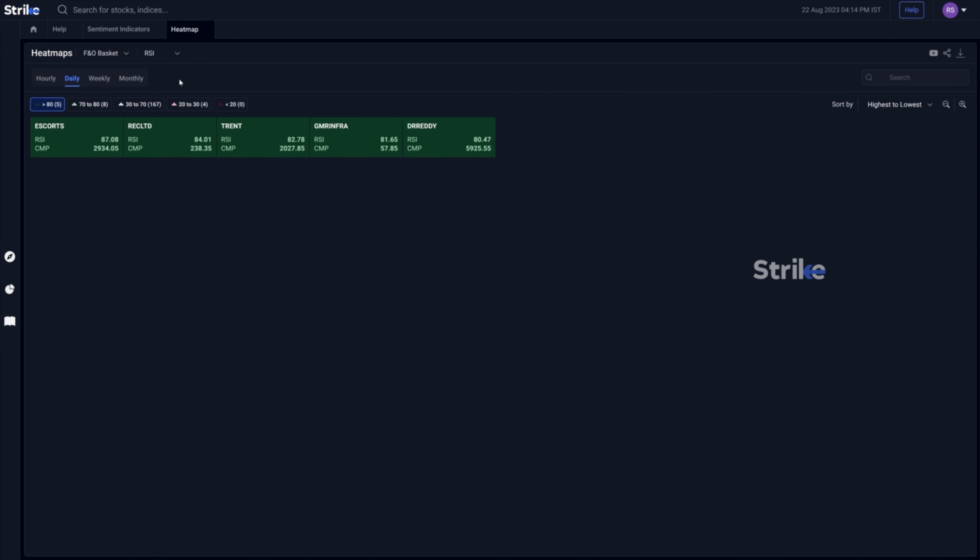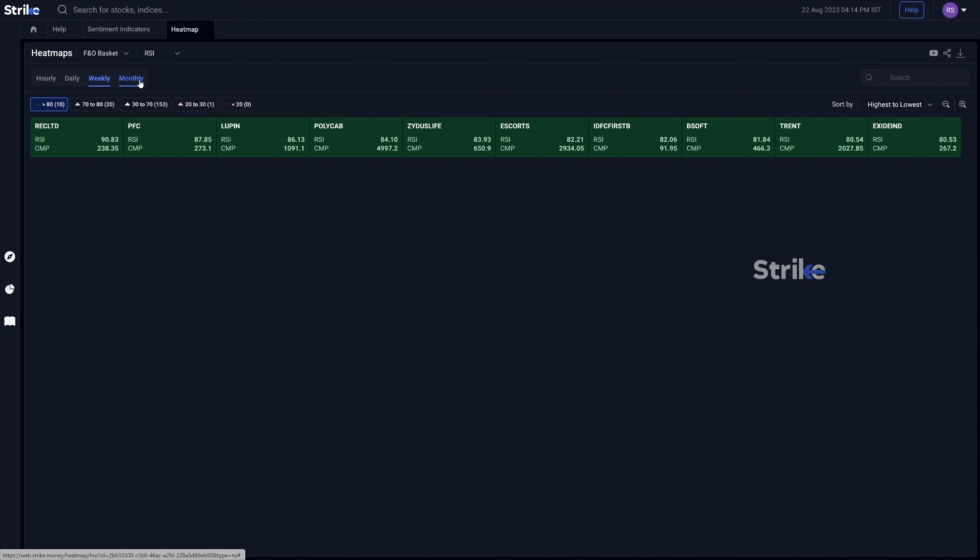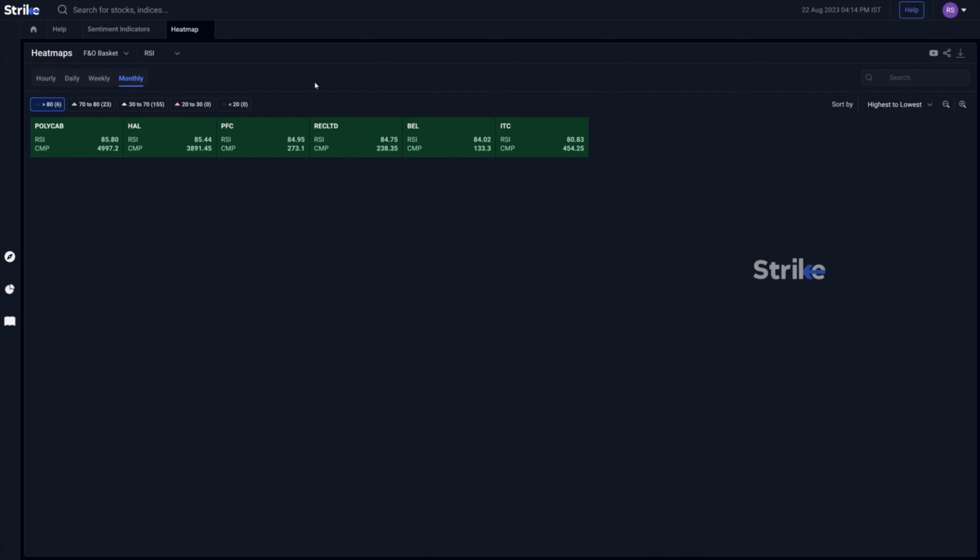You can also switch between time frames. Do you want to look at weekly time frame readings? Do you want to look at monthly time frame readings? And you'll get different stocks all with RSI greater than 80 and their current market price listed in front of you.